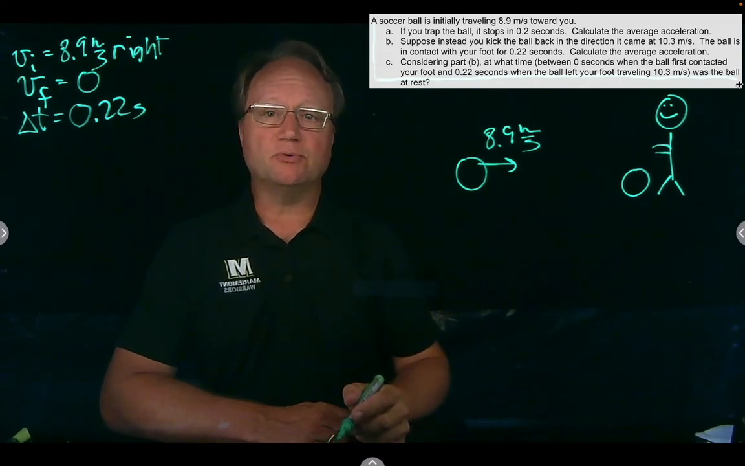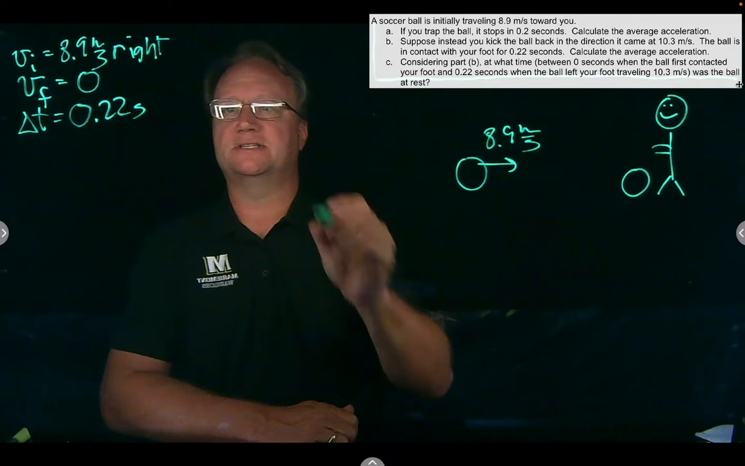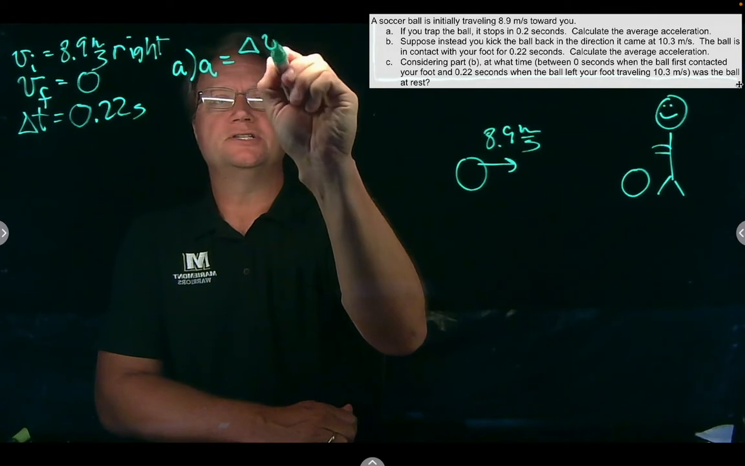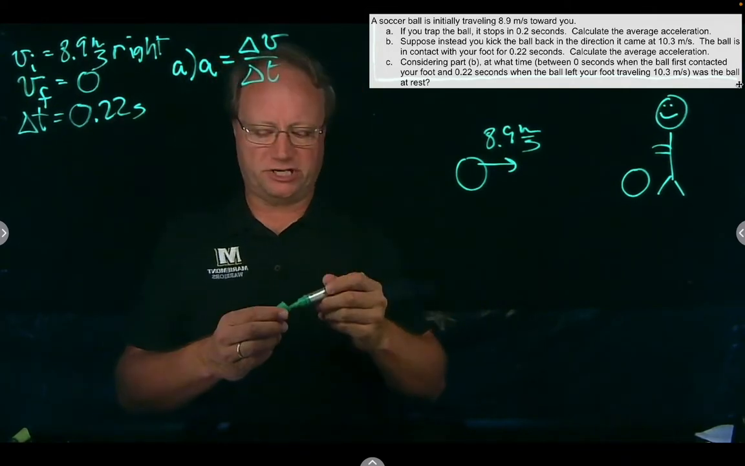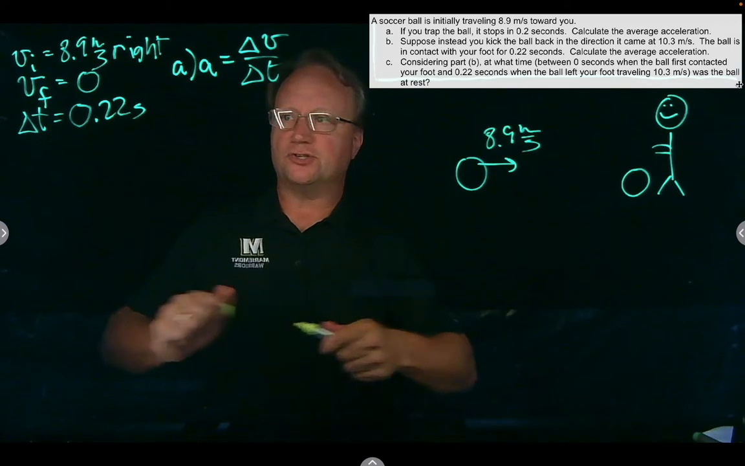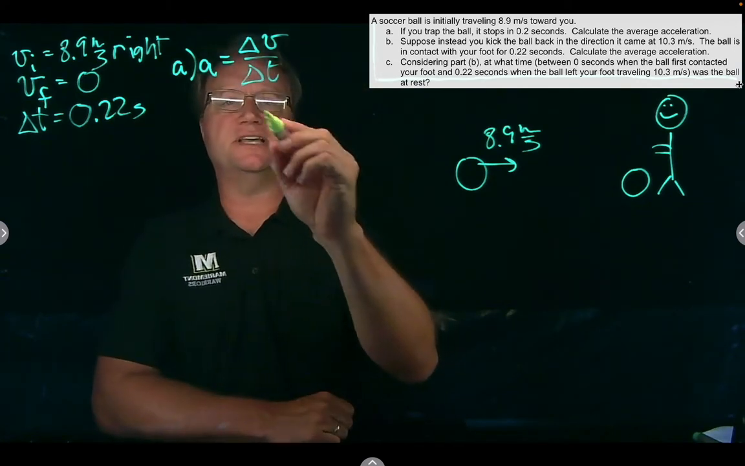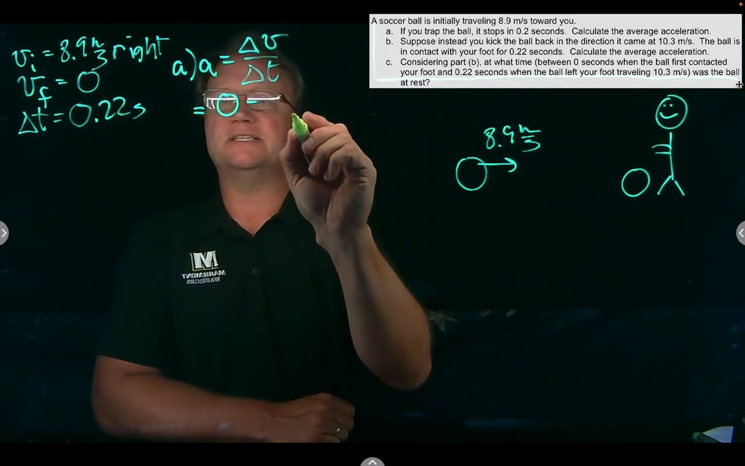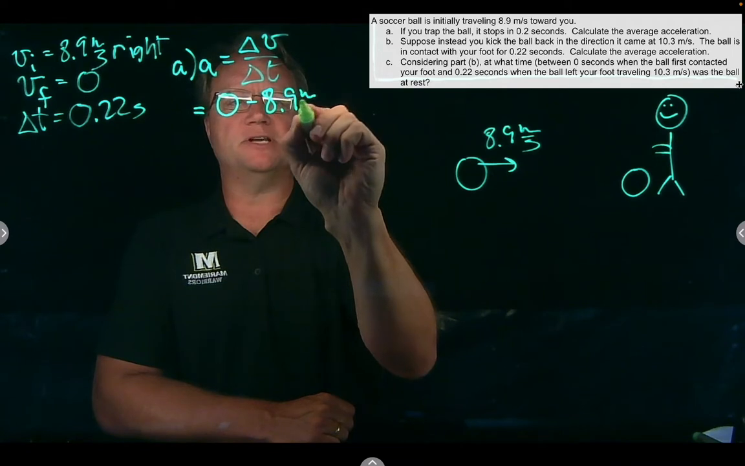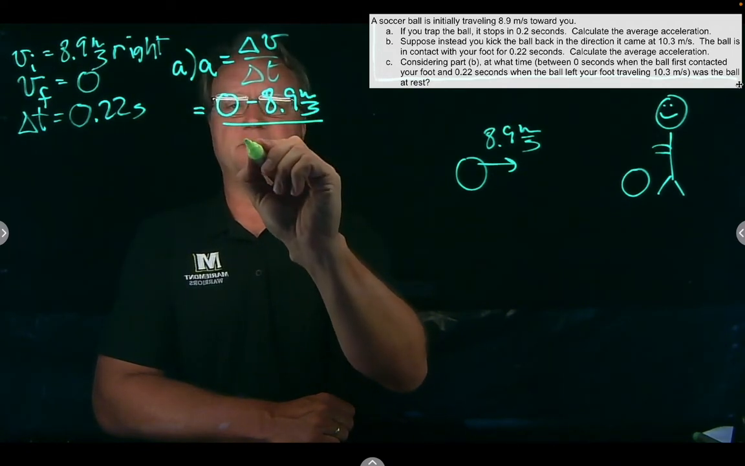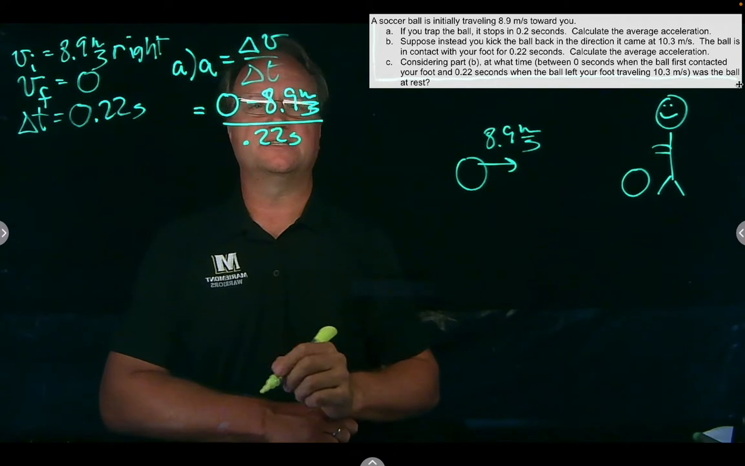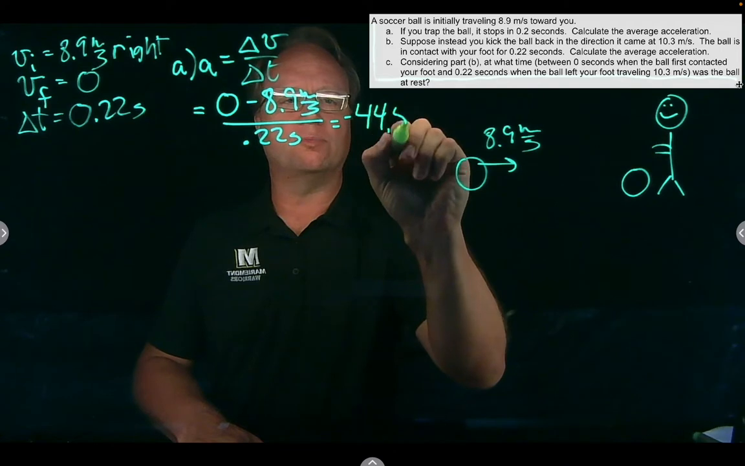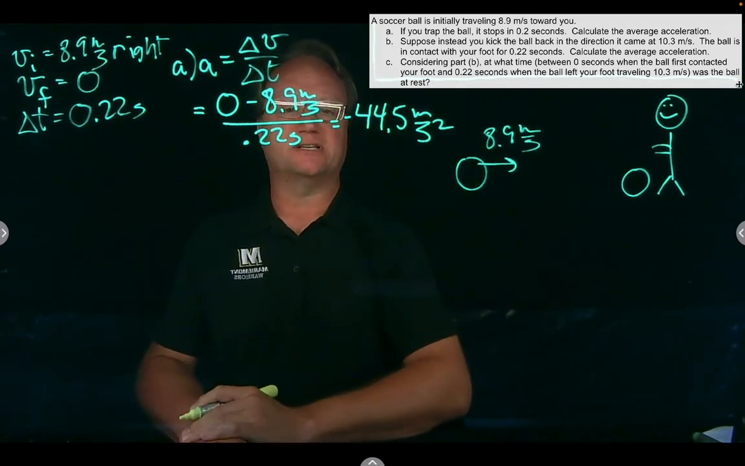So then in part A, we want to calculate what the average acceleration is. So I'm going to write out the equation. Acceleration, change in velocity over change in time. So then plugging in our values, change in velocity, that would be final minus initial. Your final velocity is 0 minus the initial, 8.9 meters per second, divided by the time period, 0.22 seconds. If we calculate, we get a value of negative 44.5 meters per second squared.